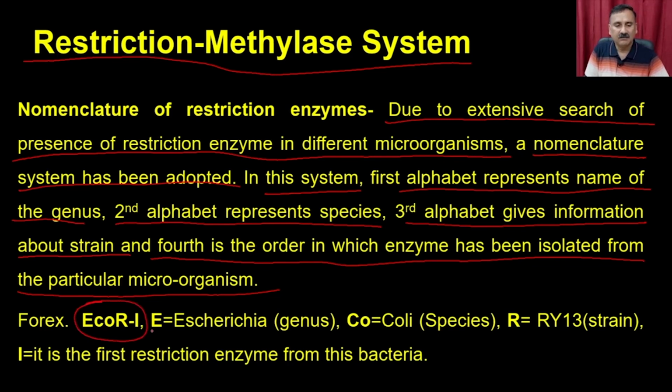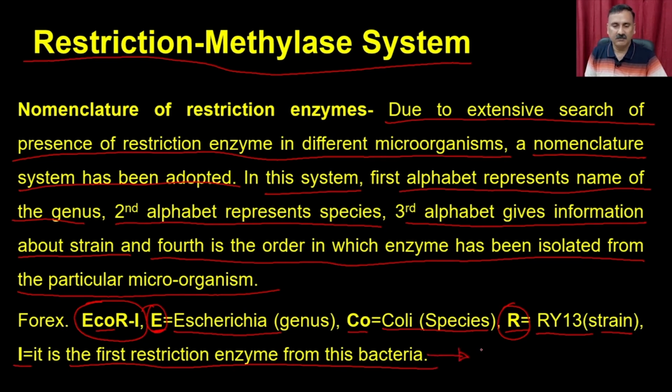In EcoR1, the first alphabet E corresponds to the genus Escherichia. So this is the genus from which the enzyme is isolated. Then the second term is co, so that is the species. Co is coli, so coli is the species of E. coli. Then we also have the third alphabet, and the third alphabet is R. So R is the strain. RY13 strain is the strain source of this. And then we have the 1. So it is the first restriction enzyme from this bacteria. That is why its name is EcoR1. Similarly, you can have HindIII, you can have BamH1 and so on.